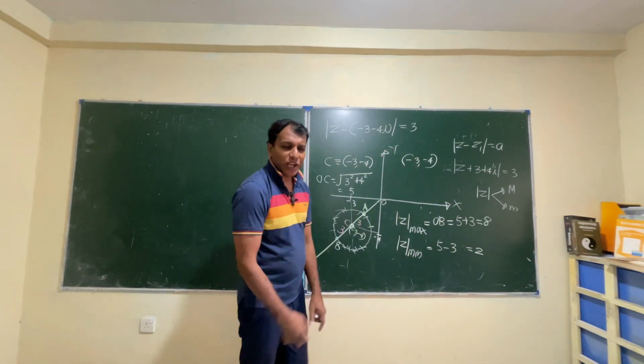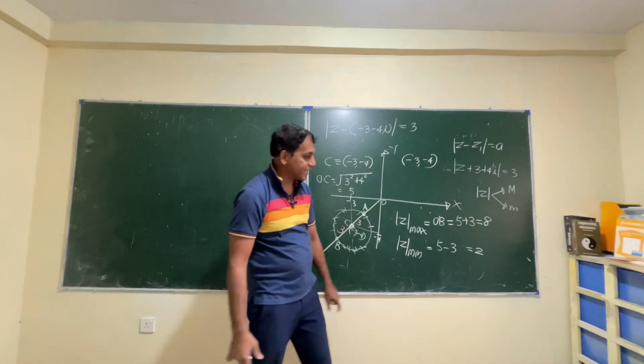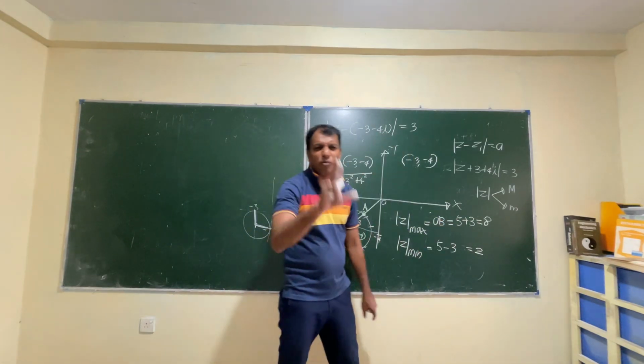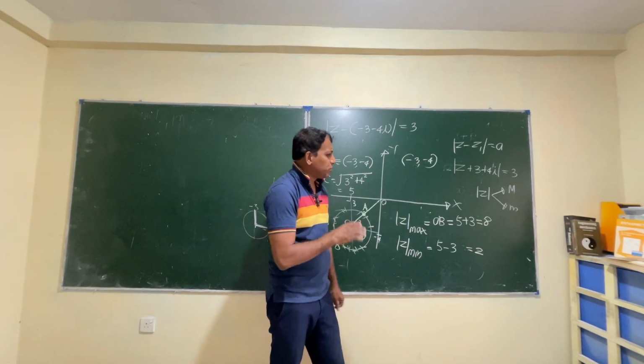So now you answer the ratio between the highest and the least. 8 divided by 2 is 4. The answer is 4. I think a superb explanation.